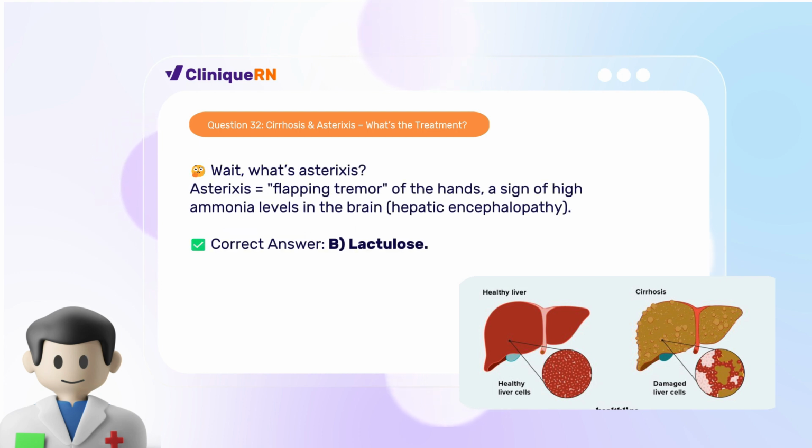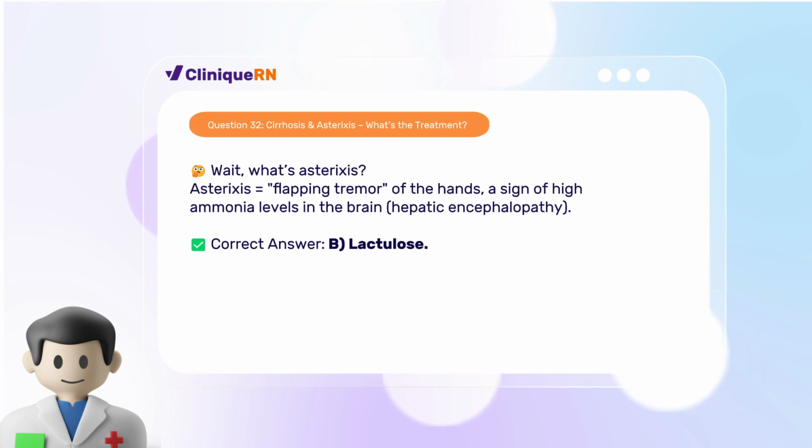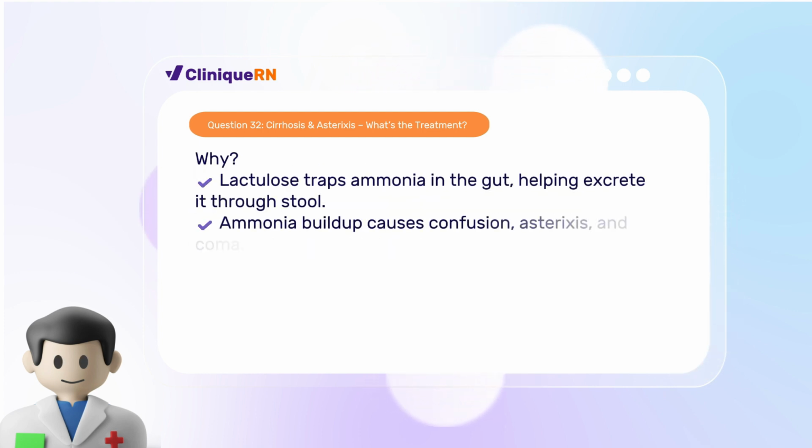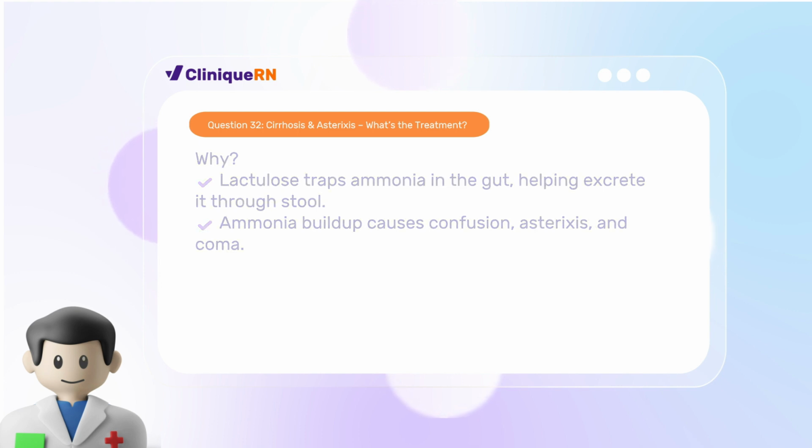Asterixis is a flapping tremor of the hands, a sign of high ammonia levels in the brain, hepatic encephalopathy. Correct answer: B. Lactulose. Why? Lactulose traps ammonia in the gut, helping excrete it through stool. Ammonia buildup causes confusion, asterixis, and coma.